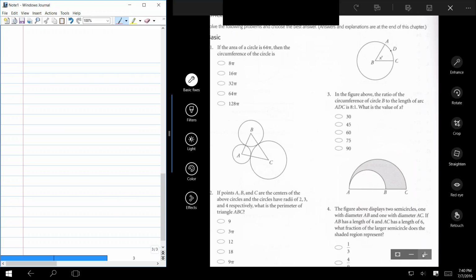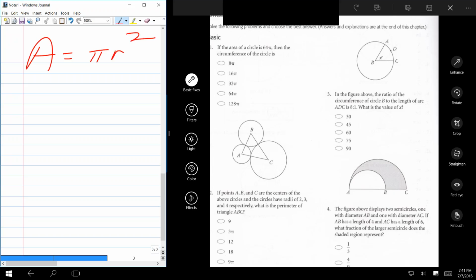If the area of a circle, let's look at number 1, this one right here. If the area of a circle is 64 pi, then the circumference of the circle is what? Let's go through it. Make sure you go through it step by step. Yeah, I'd like to see the formula again.